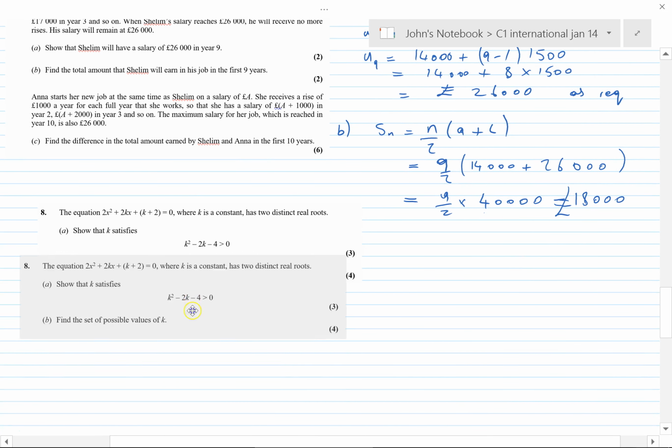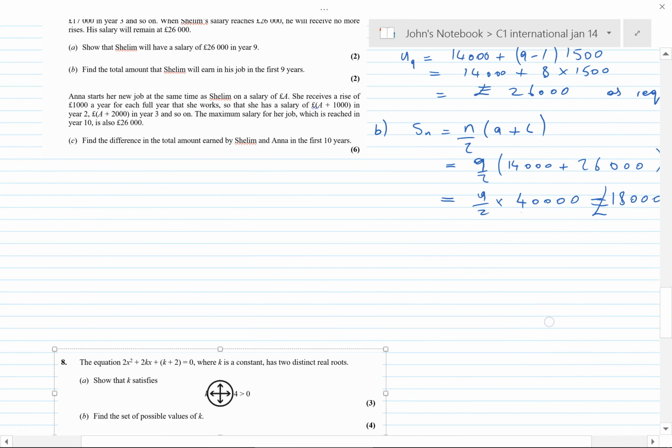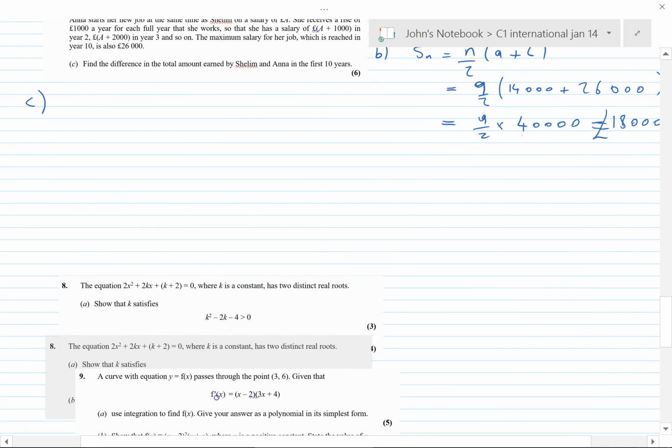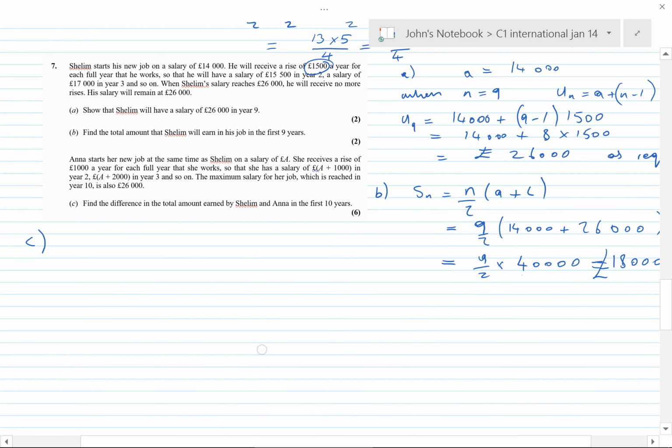Okay, let's move question 8 out of the way for the moment. Right, so that's part B. Part C, 6 marks here, so there's going to be a lot more work involved, I'm sure. It says that Anna starts on a new job on some unknown salary, we're calling A, but her raise every year is £1,000, so that she has a salary of A plus 1,000 and so on in the few years. It says the maximum salary for a job, which is reached in year 10, is also 26,000.